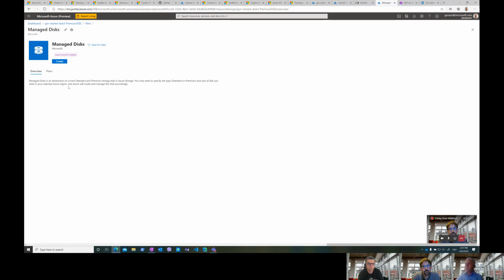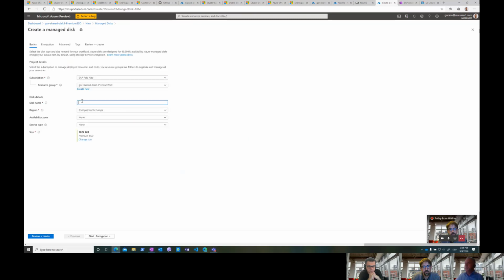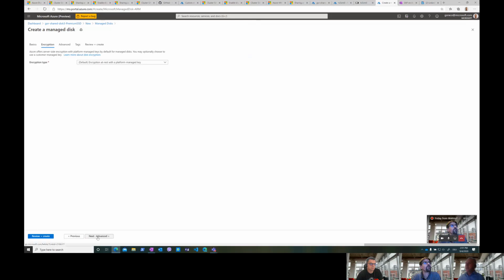Many people would be more familiar with it, or it would be easier, if I say create a managed disk, like any kind of managed disk. I would put a name, SAP Shared Disk. I will use, let's say, West Europe. I have a certain size. If I go to next, the advanced tab, I have the option enable shared disk.